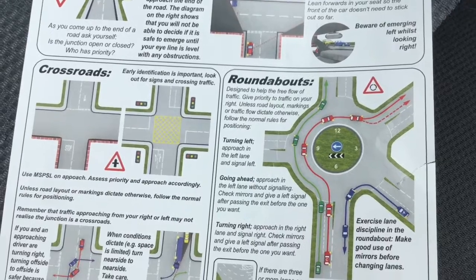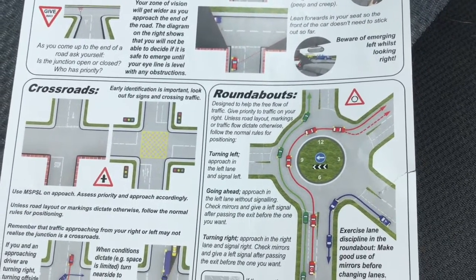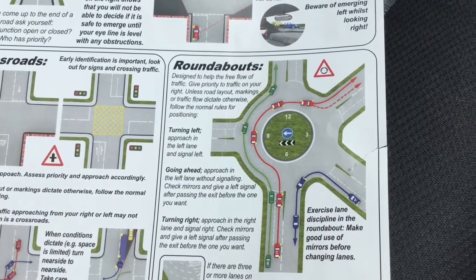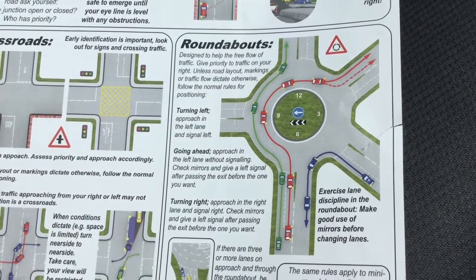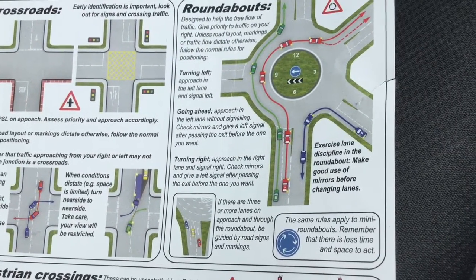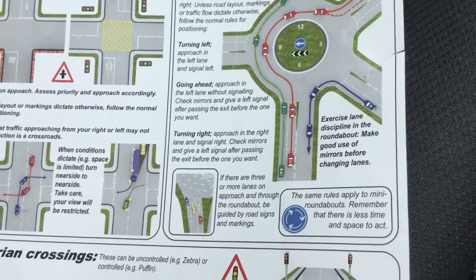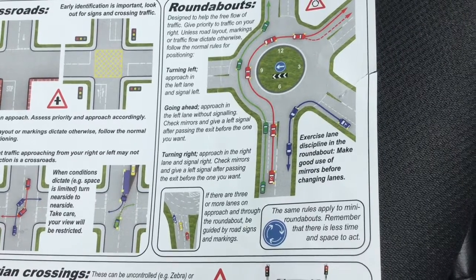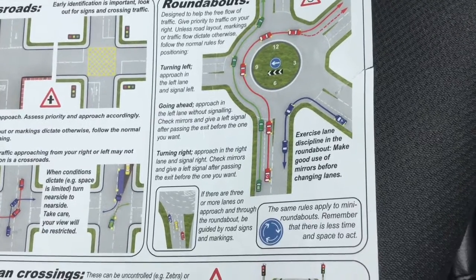Roundabouts are designed to help the free flow of traffic. Give priority to traffic on your right unless road layout, markings or traffic flow dictate otherwise. Follow normal rules for positioning. So turning left, approach in the left lane and signal left. Going ahead, approach in the left lane without signalling. Check mirrors and give a left signal after passing the exit before the one you want. Turning right, approach in the right lane and signal right. You check your mirrors and give a left signal after passing the exit before the one you want.